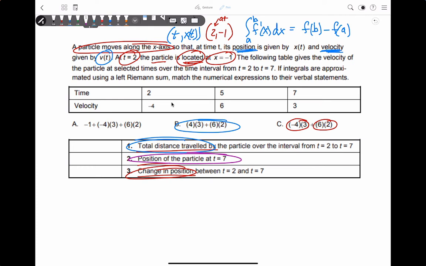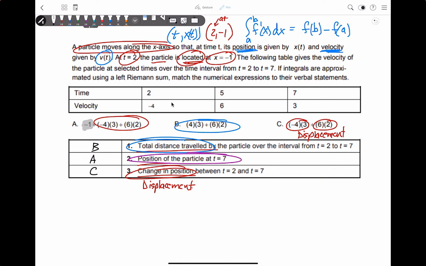Let me do that in red. This one over here was the displacement, aka the change in position. And what is that displacement added to an initial value, or initial condition? Or not initial condition, but initial value. From a quick glance, it looks like the following: 1 is going to be B, 2 is going to be A, and 3 is going to be C.